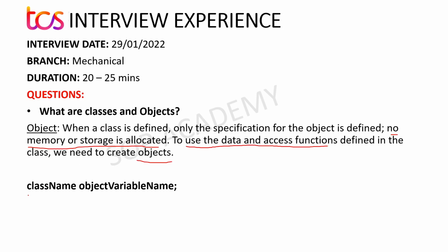This is the syntax for creating an object. Give a class name. So class name will be that name which you have used to define the class, which we saw in the previous slide. After that you will give the object variable name.